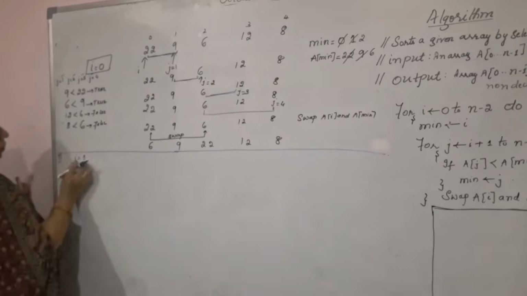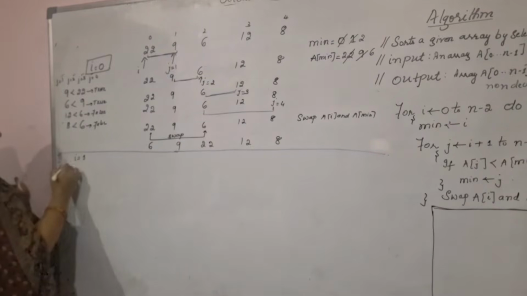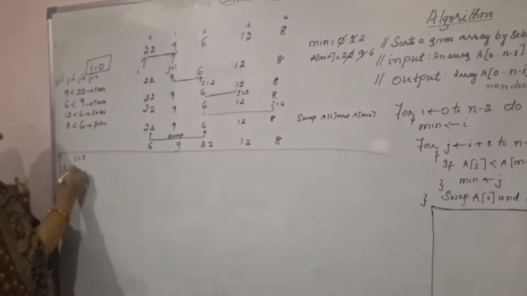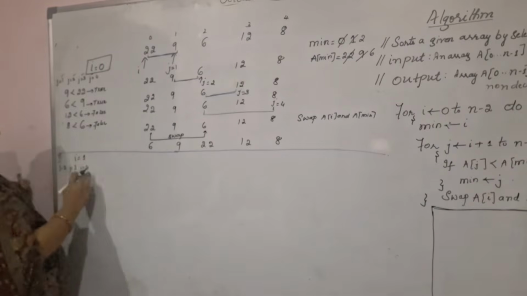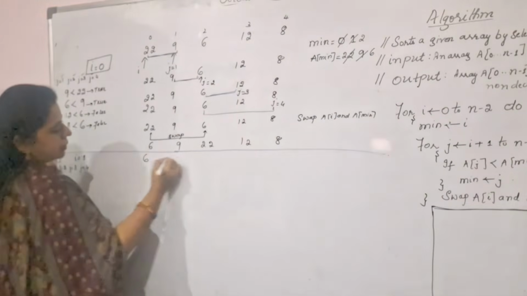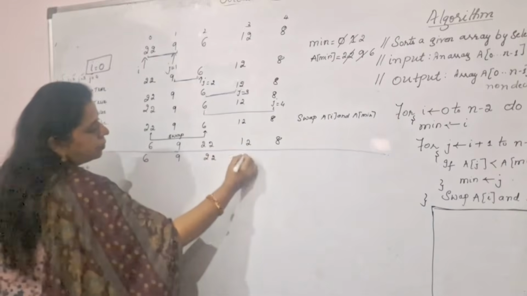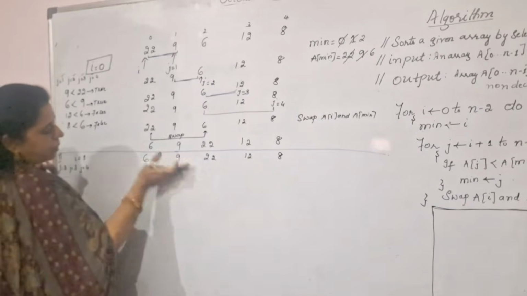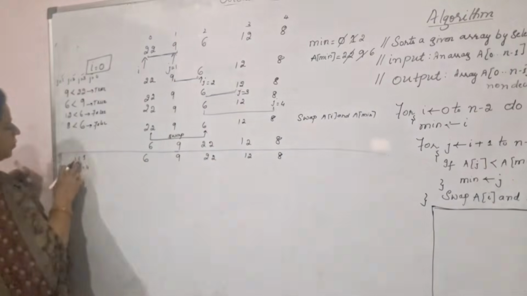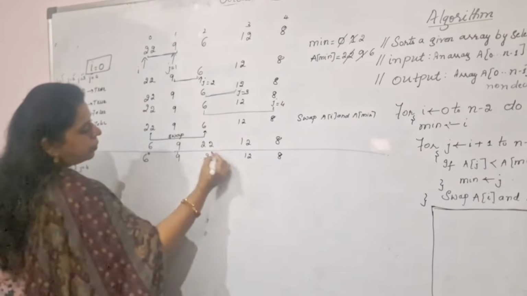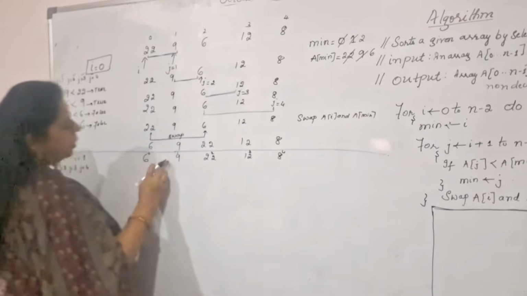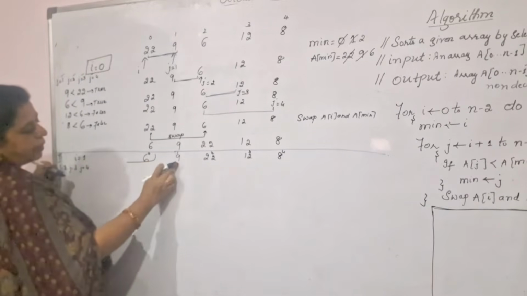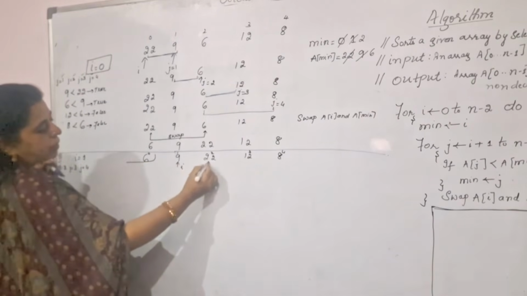Now you have to check what for J equal to 2. That means you have to carry out these many comparisons. Fine. Now we'll start again freshly: 6, 9, 22, 12 and 8. Now this one more thing you have to read in the second pass. I is operating from 1. So 0, 1, 2, 3 and 4. So this element is already sorted. Now I is pointing here, J is pointing here.